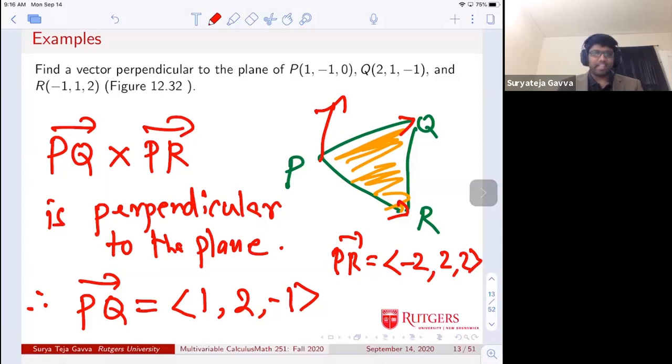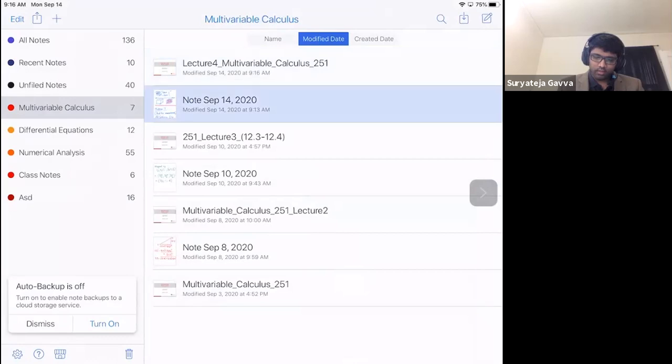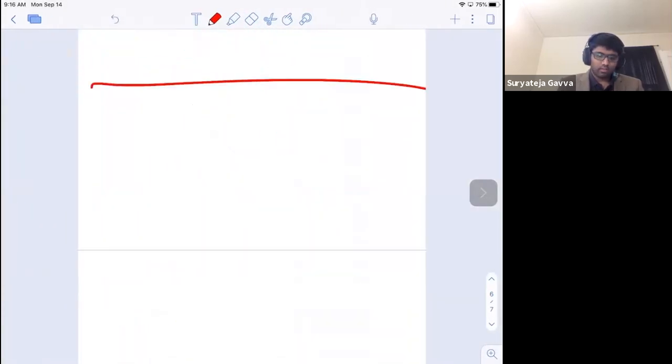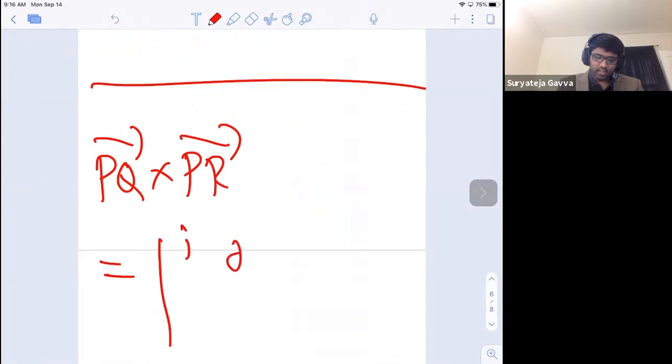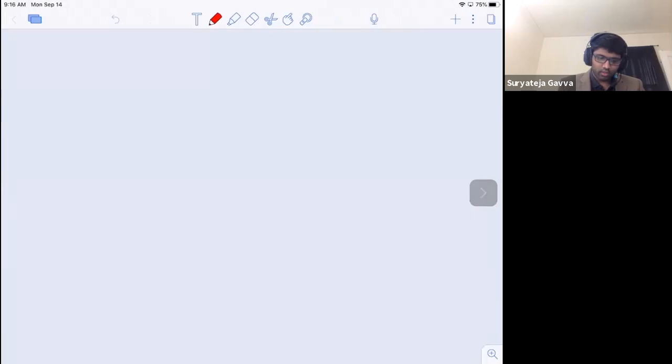Okay, so now just take the cross product of these two vectors by the determinant. So let me do it. PQ cross PR is nothing but i, j, k. PQ was, what was PQ? PQ was 1, 2, minus 1.